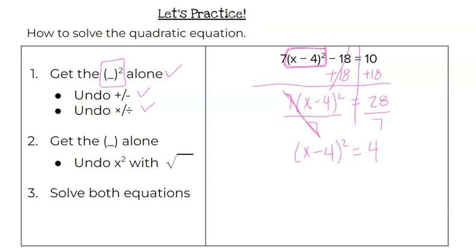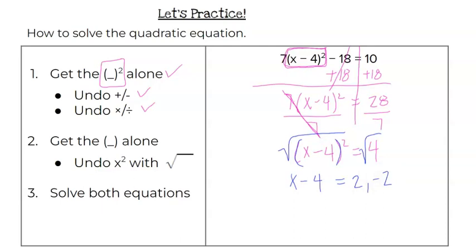All right, now we need to get the parentheses alone. We want to get rid of the square. So undo the square with the square root. We did that last time. So we're going to take the square root of this side and the square root of the right side. So the square root of x minus 4 squared, we're just going to be left with the parentheses then. So it's just going to be x minus 4. I'm going to get rid of the parentheses, but I'm going to keep what's inside of it. Is equal to the square root of 4, which is 2 and negative 2.